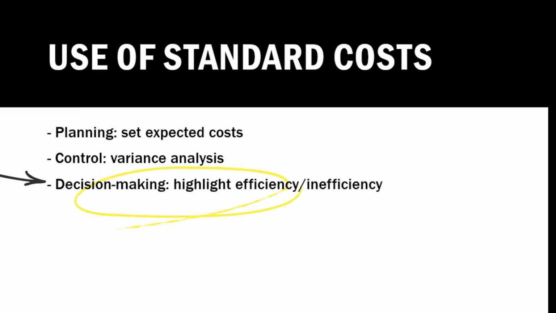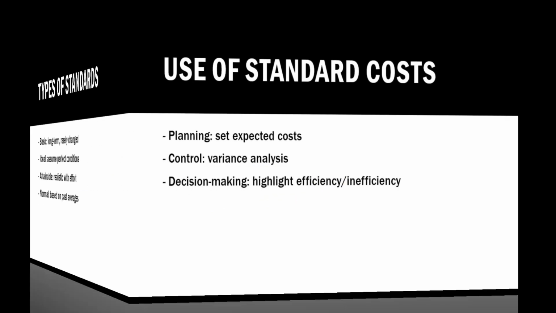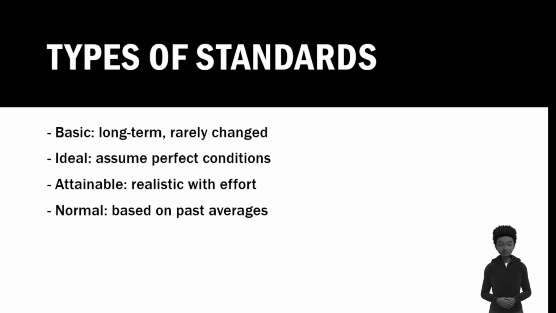Types of standards. Standards can be basic standards set for long periods and rarely changed. Ideal standards, which assume perfect efficiency with no wastage. Currently attainable standards, which are realistic and achievable with some effort. And normal standards based on average past performance. Definition recap. In short, standard costing equals a predetermined cost system plus variance analysis for control.